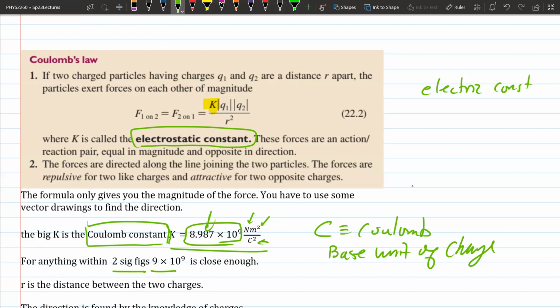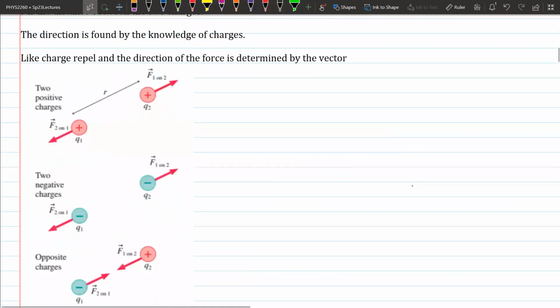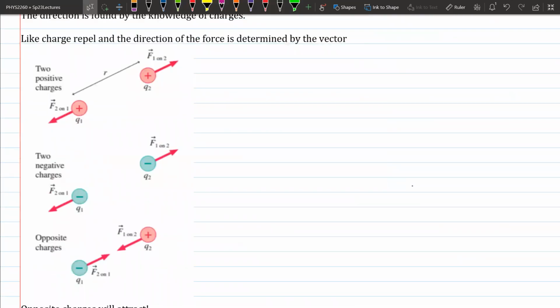So just like our charge model, if you have two of the same charge, they're going to repel each other. If you have opposite charges, they're going to attract each other. So we're going to see a picture of this right now. Let's say you have little charged metal ball 1 and charged metal ball 2. If they both have positive charge, they're going to try to repel each other.